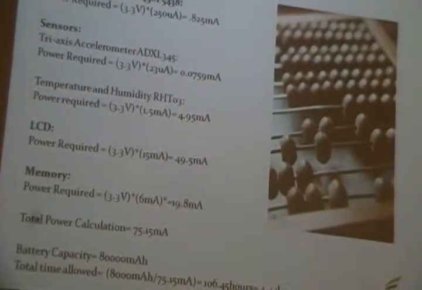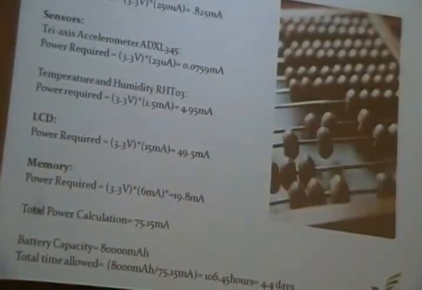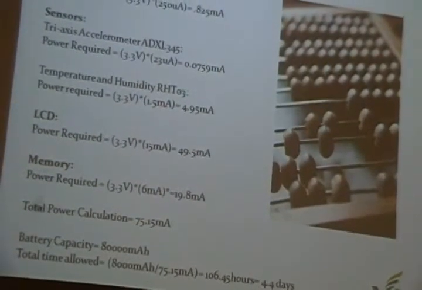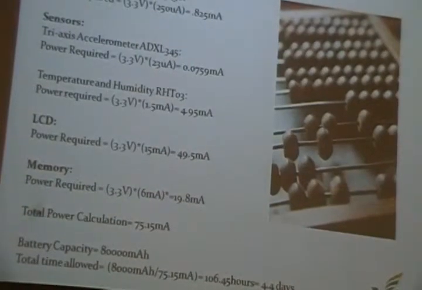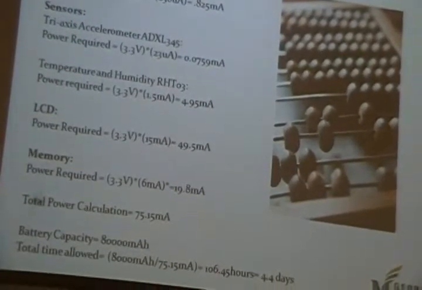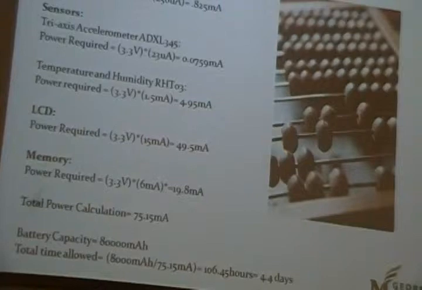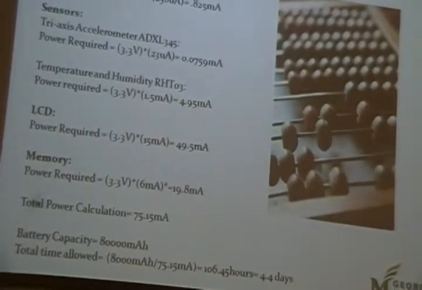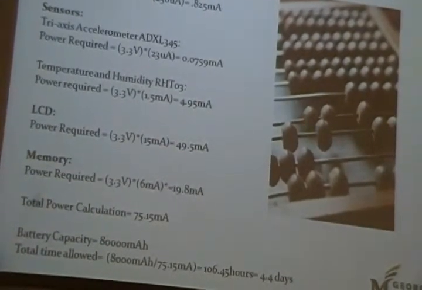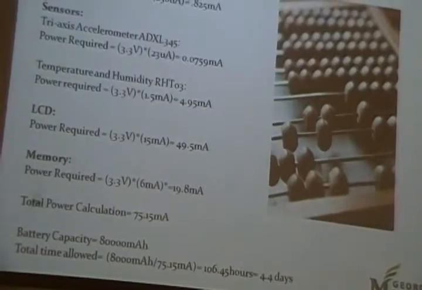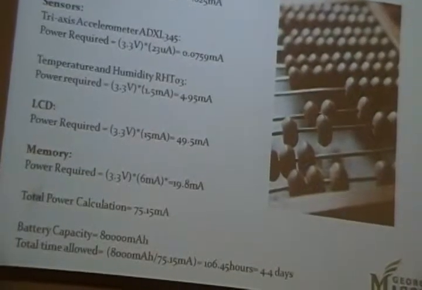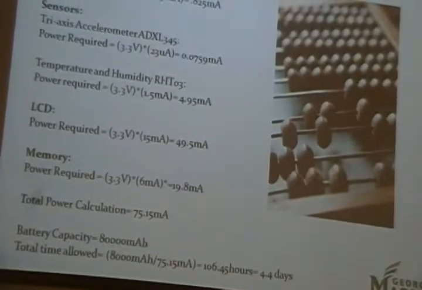So this is a chart of our power calculations. Basically what I did is I took the power requirement for all different parts of our device and added it up, and our total power requirement comes out to be 75.15 milliamps. And I'll talk about the battery in a second. Our battery capacity is 8,000 milliamp hours. So our time allowed for the device comes out to be 4.4 days.